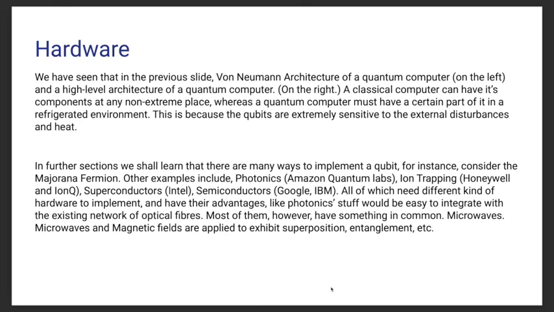It depends on the implementation. For instance, consider the topological qubit implementation. We look at the spin of a Majorana fermion as the state. Now, all of the implementations, well, most of them, have something in common: microwaves. They're all passed through microwaves and magnetic fields for getting the superposition and entanglement.